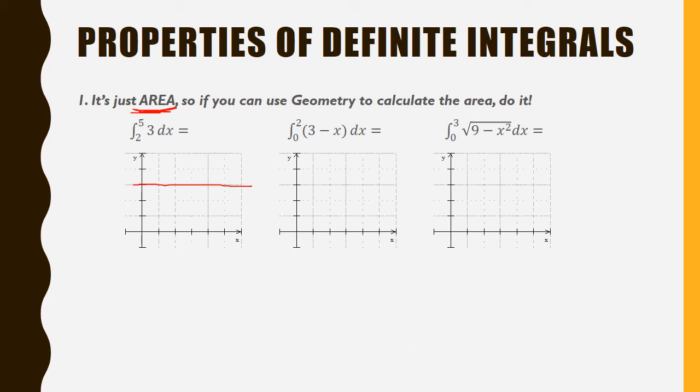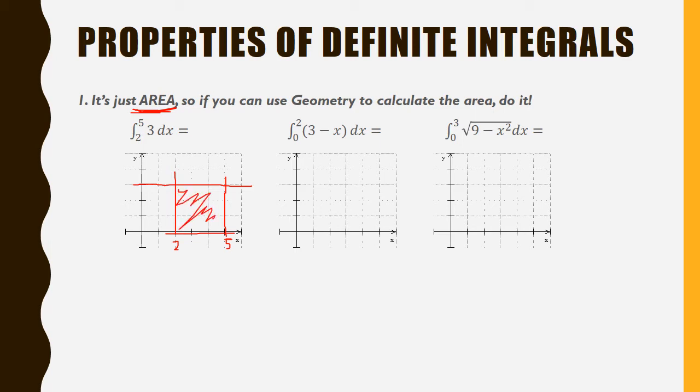So there's y equals 3, between 2, so here's 2, and 5. Here's 5, so that's another boundary. And above the x-axis. So this is the area here that we're talking about.